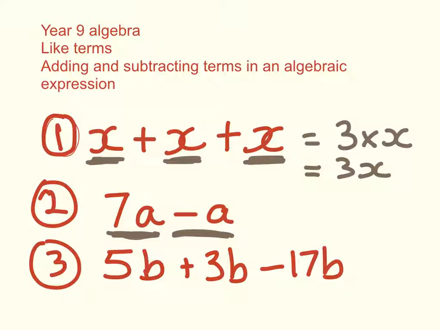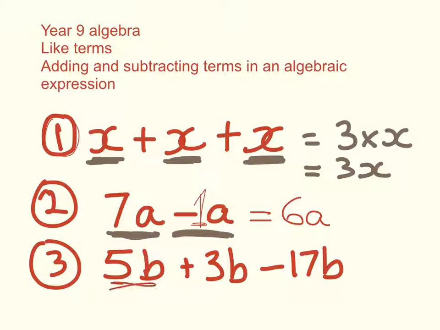Now, when you're starting out in algebra, it can take a bit of getting used to the fact that we don't write in a number 1 in there. So there's no 1 in there, it's just 7a, take away a. But that leaves us with 6 lots of a. Right, what about number 3?